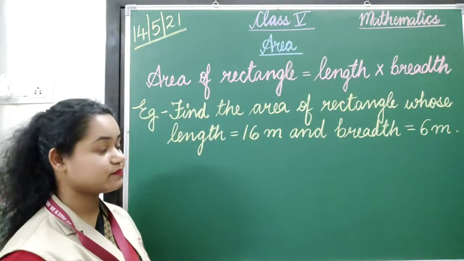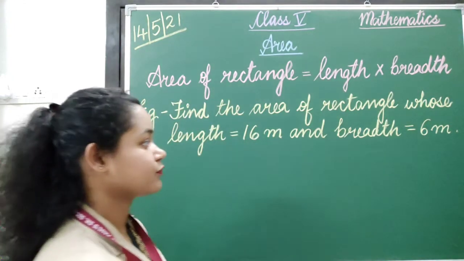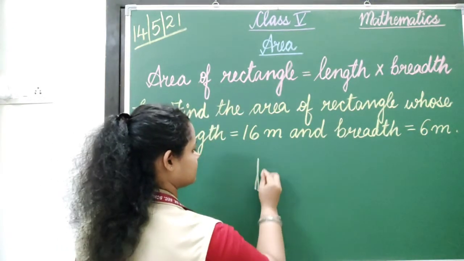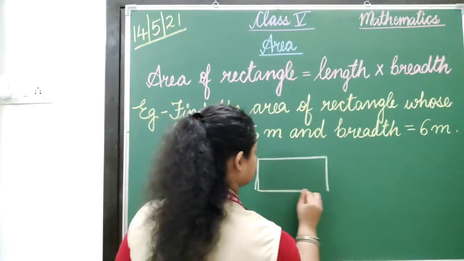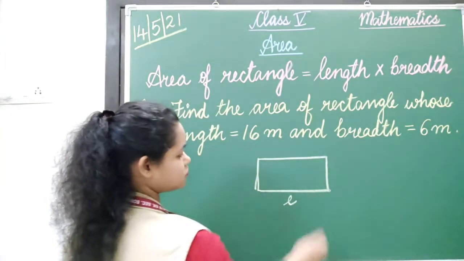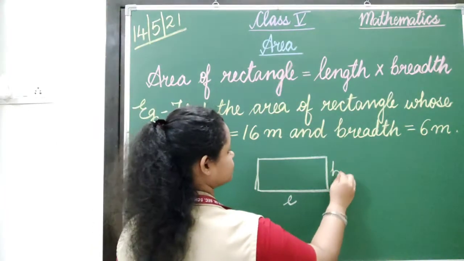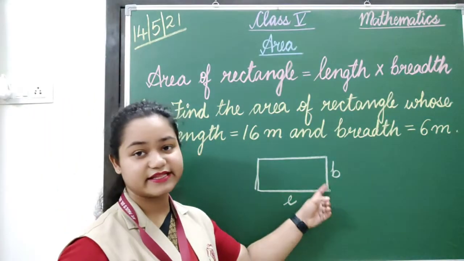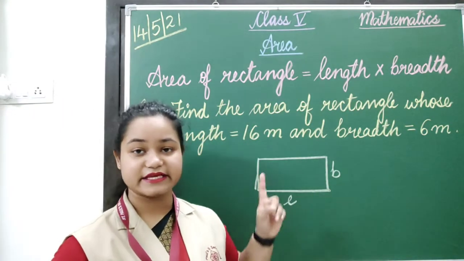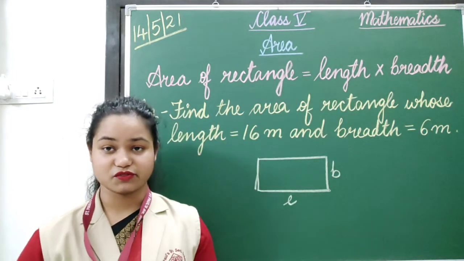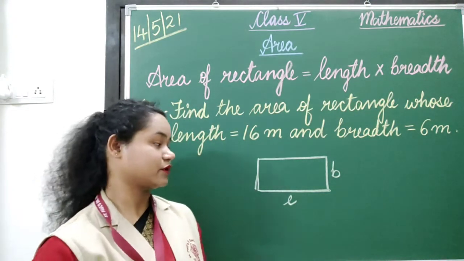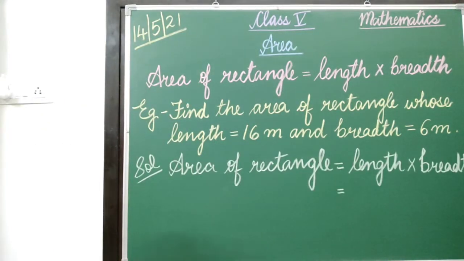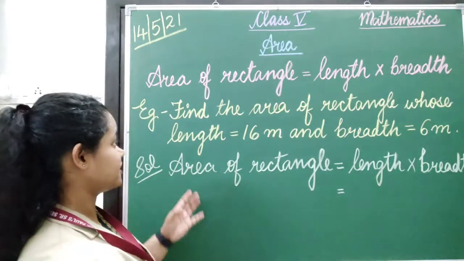Now what is length and what is breadth? Isn't it? Yes. So the horizontal portion, this is your length. The horizontal portion will give you your length and the vertical portion will give you your breadth. Understood? So this is your length and the vertical portion is your breadth. This I have already told you in the last video also. Yes or no? Yes. Alright. So let's see the question now.